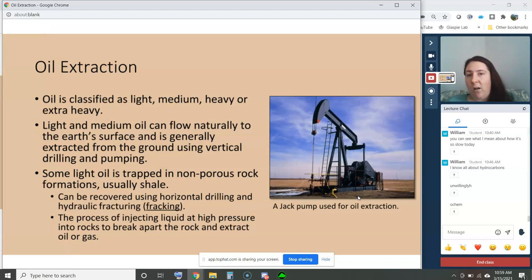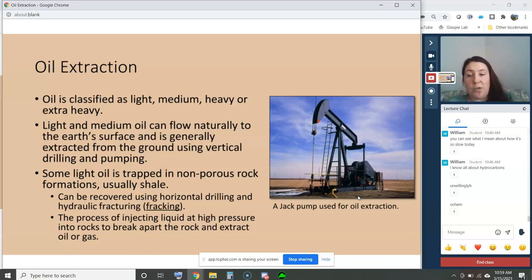Some of the light oil might be trapped in non-porous rock formations like shale. Shale would be like layers of rock, and you might have oil in between those layers. And it might be really difficult or impossible to get that material out using a vertical drill, which would only be able to get down to maybe a layer in the shale and not any further. So there are a couple different ways you can get oil out of a situation like that. You can use horizontal drilling to get in between those layers of shale.